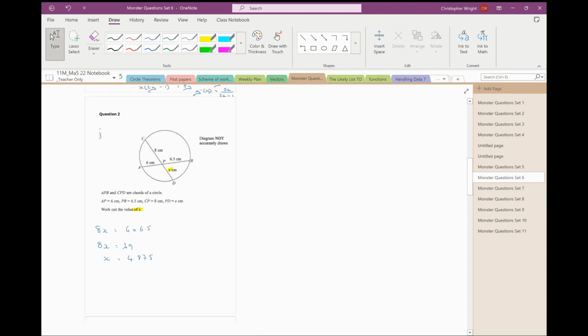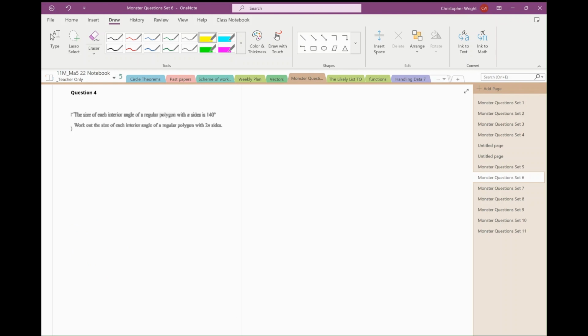4.875 centimeters. The size of each interior angle of a regular polygon with n sides is 140. Work out the size of each interior angle of a regular polygon with 2n sides. Okay, let's concentrate on the first regular polygon here. It's got an interior angle of 140, so its exterior angle is 40, so its number of sides is 360 divided by 40. It's a 9-sided polygon.